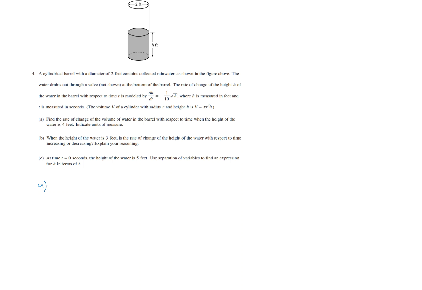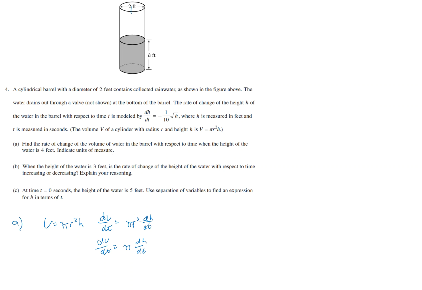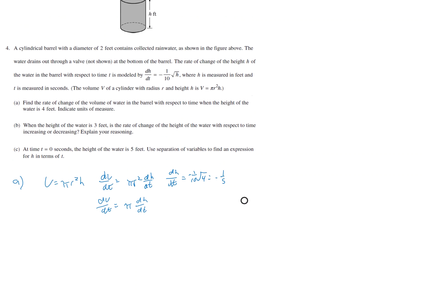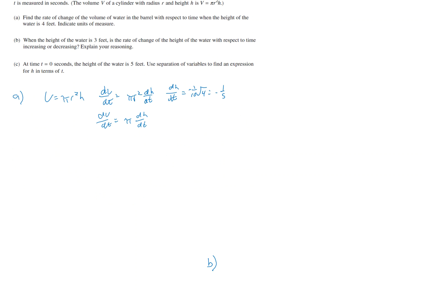So we know that volume equals pi r squared times the height. And we know that dV/dt equals pi r squared times dh/dt. And since the radius is 1, dV/dt equals pi dh/dt. And now plugging in dh/dt, plugging in the height of 4, we get that value to be 1/5. And moving this right here, we have dV/dt equals minus pi over 5.